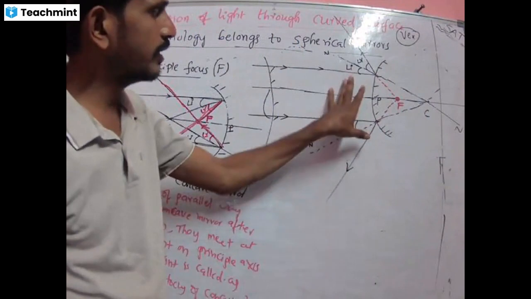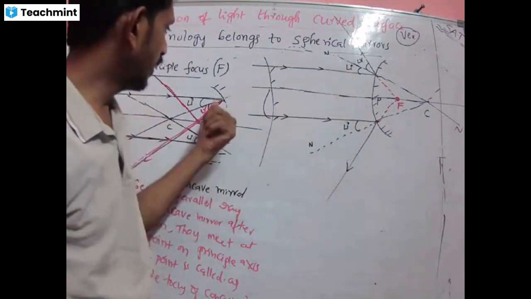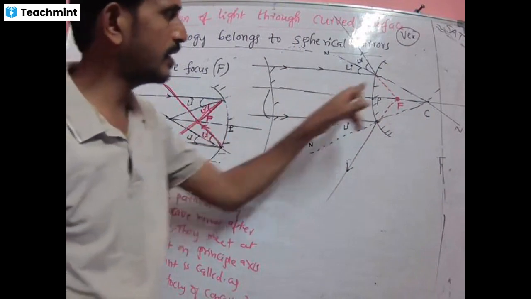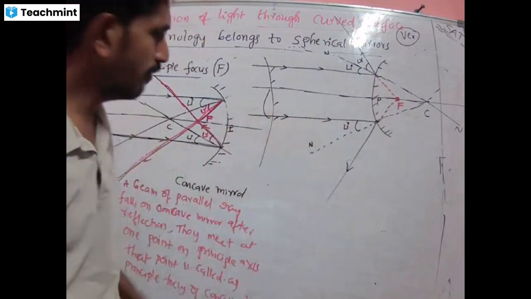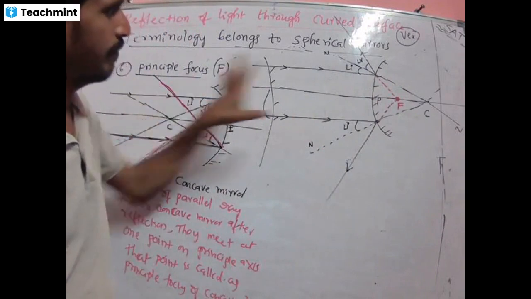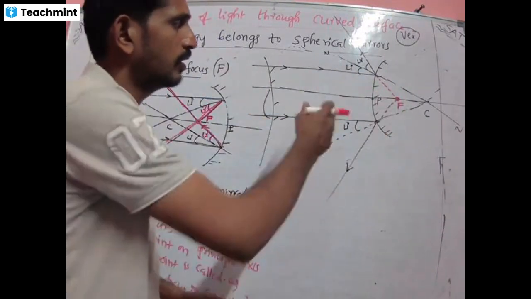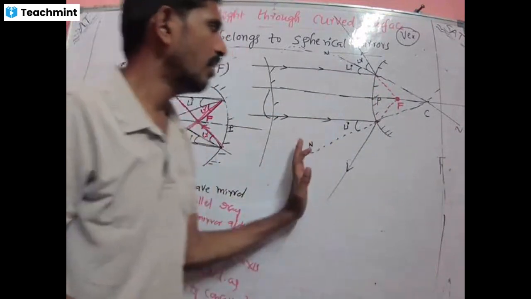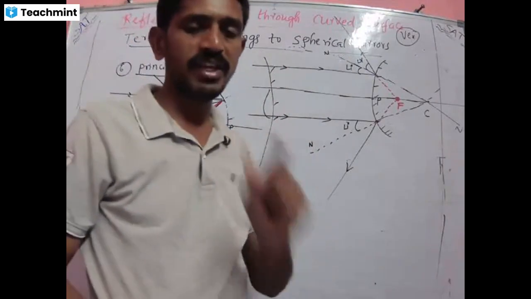In the concave mirror, the reflected rays really meet. In the convex mirror, they only appear to meet. That is the only difference between the principal focus of the concave mirror and the principal focus of the convex mirror. Please try to focus on these diagrams. Very important.